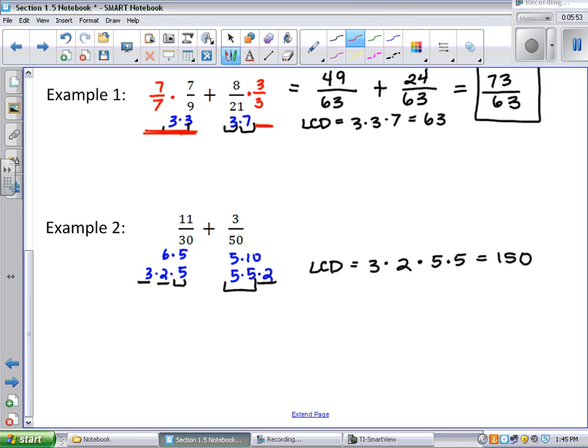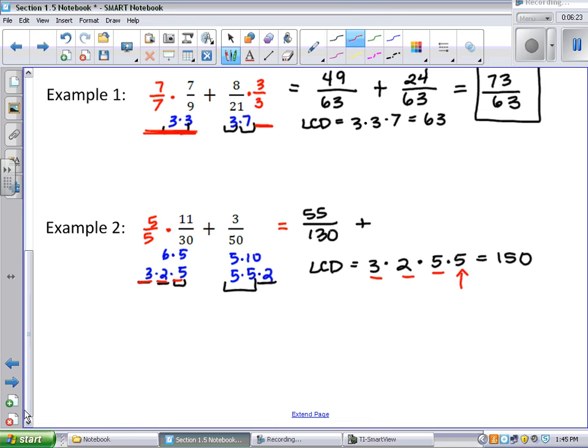30 has a 3, a 2, and a 5. What are we missing? We're missing the second 5. I need 5 over 5, right? There's 3, 2, 5. That's the one I'm missing. It should have exactly the same list of factors as my lowest common denominator. And if we multiply straight across, 5 times 11 is 55. 5 times 30 is 130.